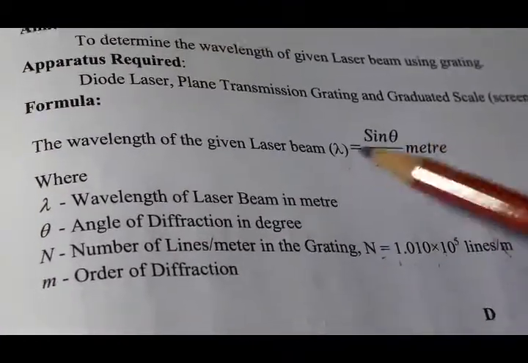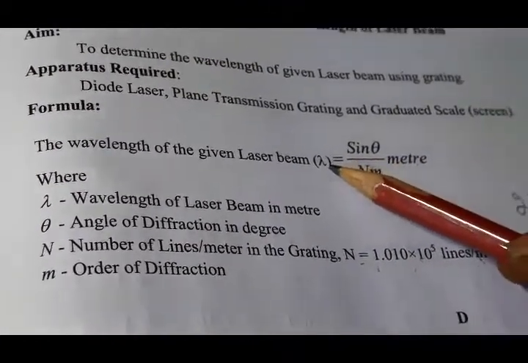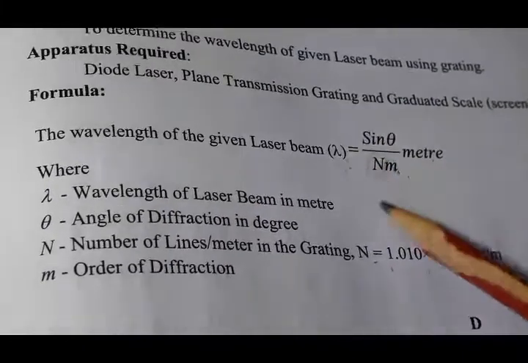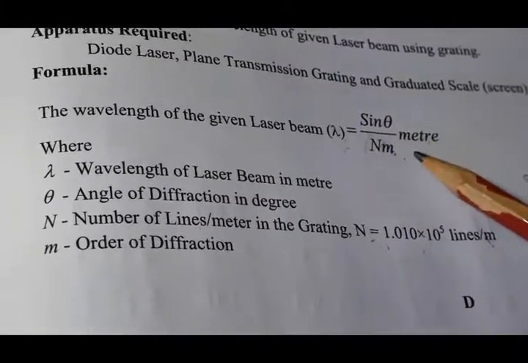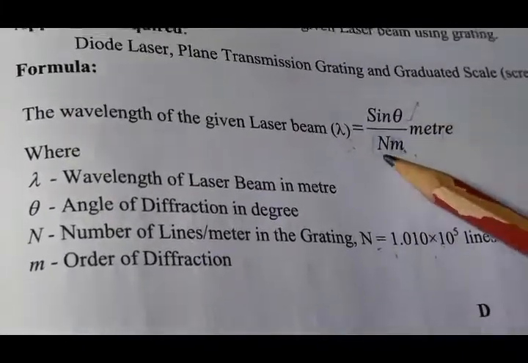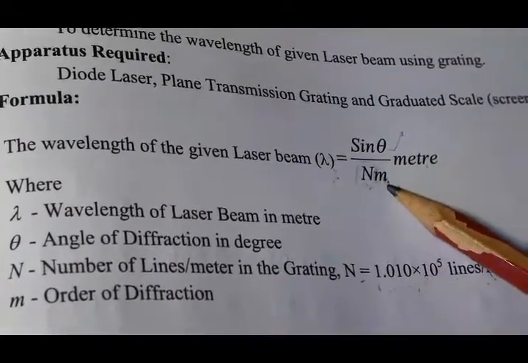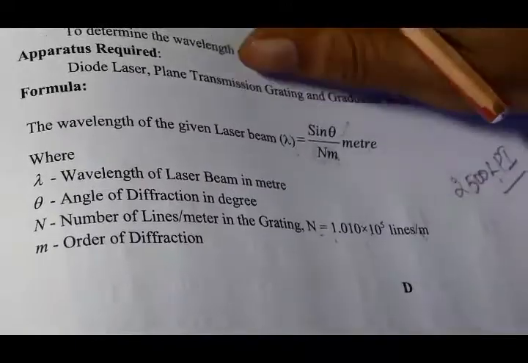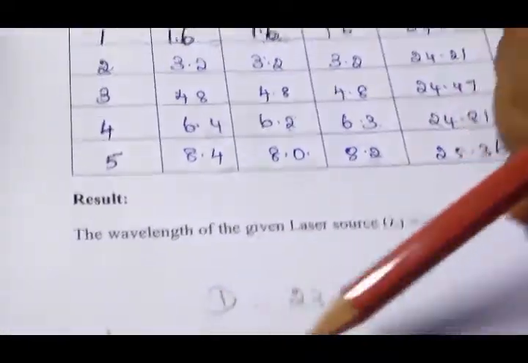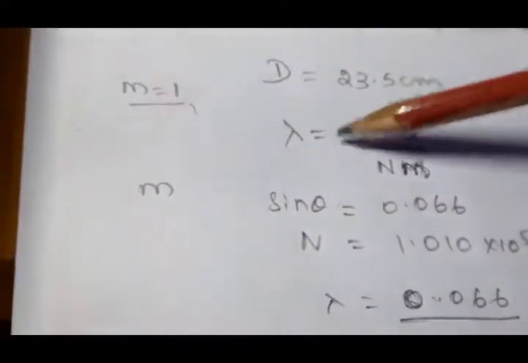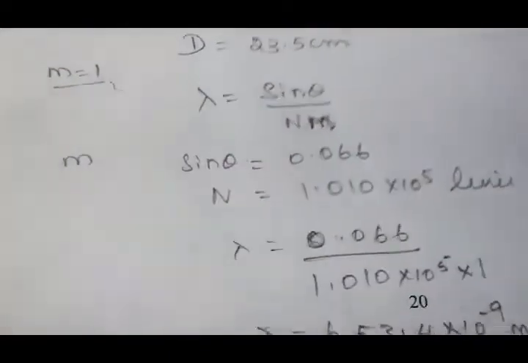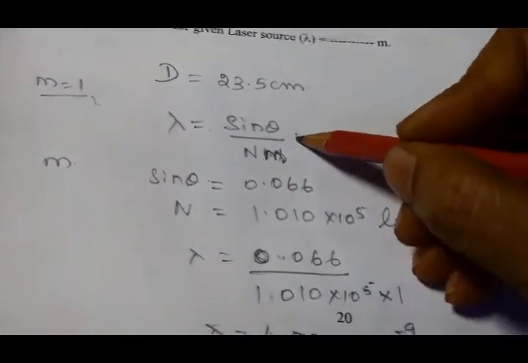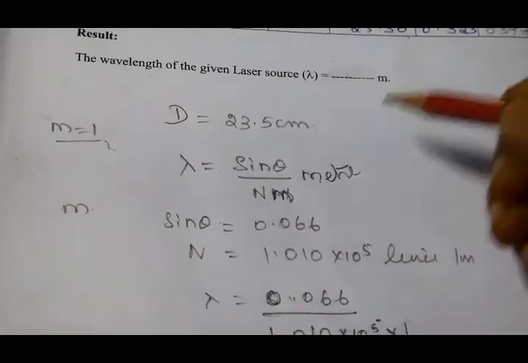So this is about the formula to determine the wavelength of the laser beam. Lambda is equal to sin theta by nm meter. You know sin theta, you know the n value, you know for which order we are going to calculate. So in that way, I have done one calculation for you. For the first order m is equal to 1. The lambda formula is lambda is equal to sin theta by nm. The unit you should write along with the formula is meter.